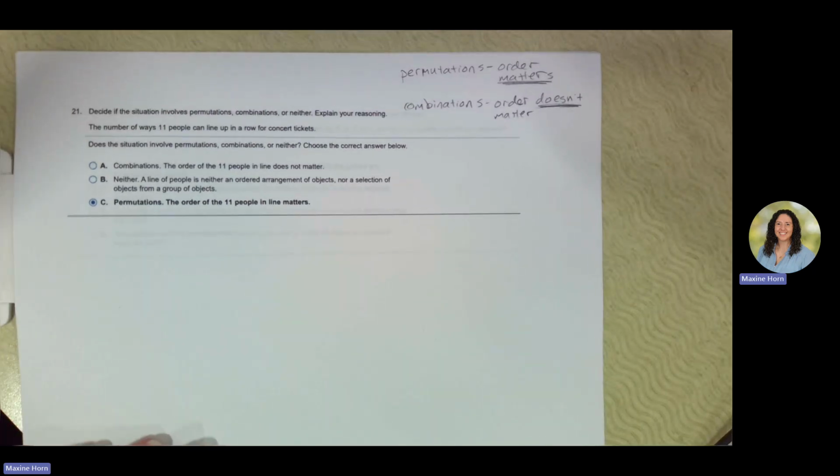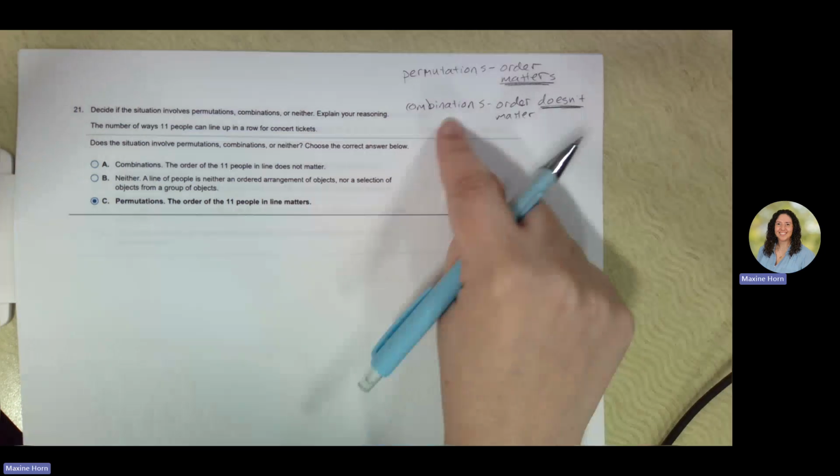Which is why I hate when you buy a lock for your bike that it's called a combination lock, because no, it isn't. It's not a combination, it's a permutation. Because the order that you put those numbers in absolutely matters. And with combinations, the order doesn't matter. Okay, so we're deciding if this involves one or the other or neither.